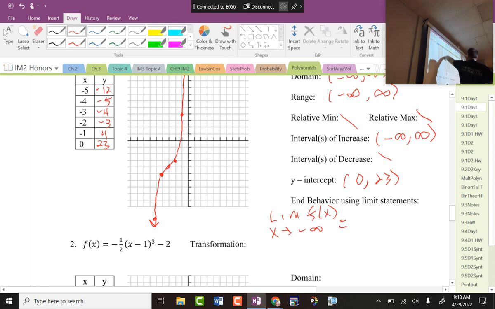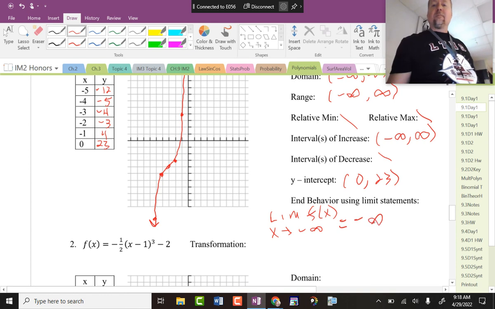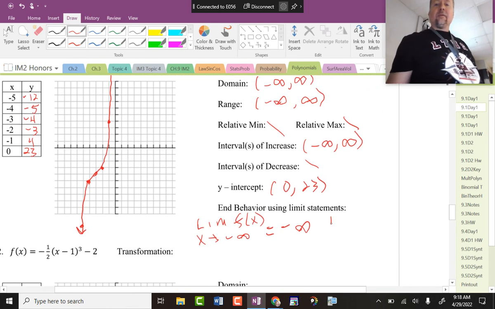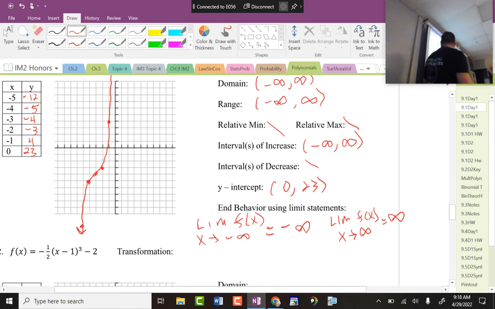Negative infinity. So it's negative infinity as an output value. Limit of f of x as x approaches positive infinity. You can see that with your XY fingers pretty easy.